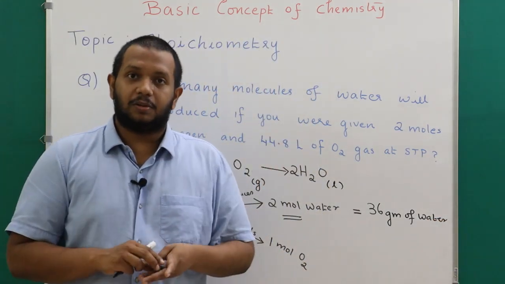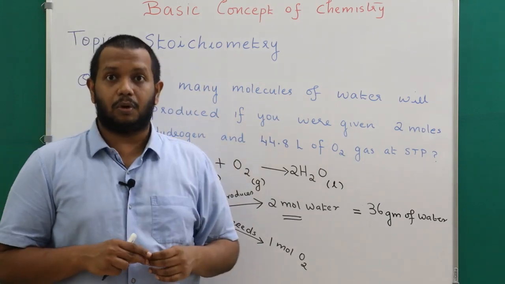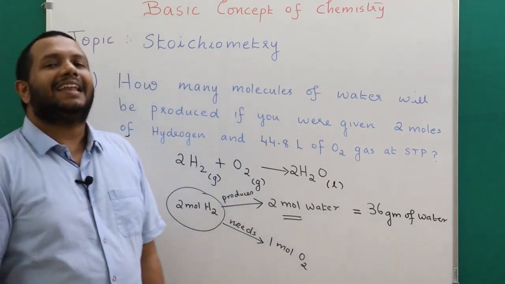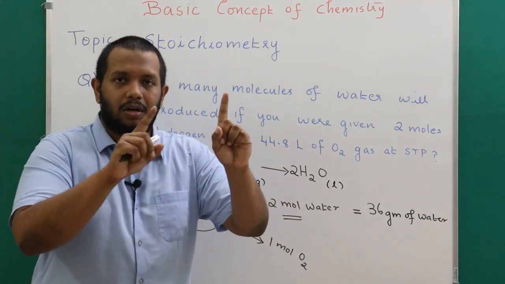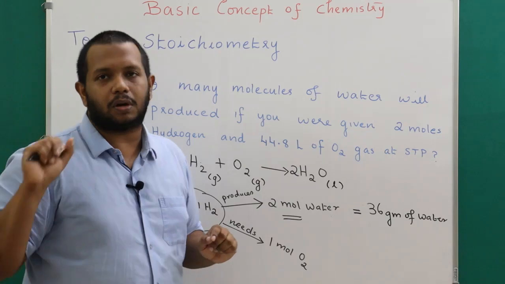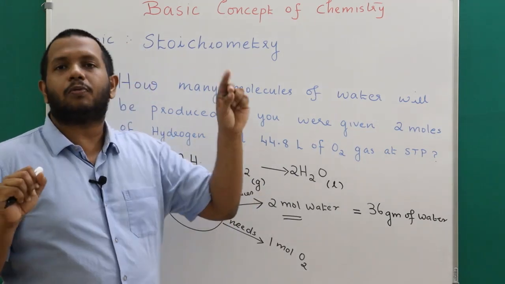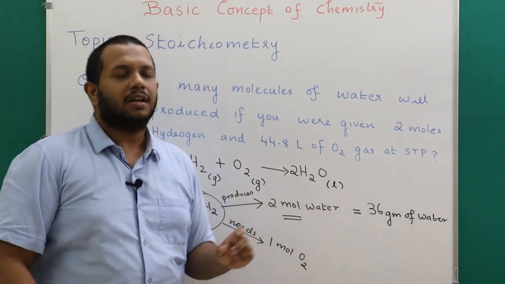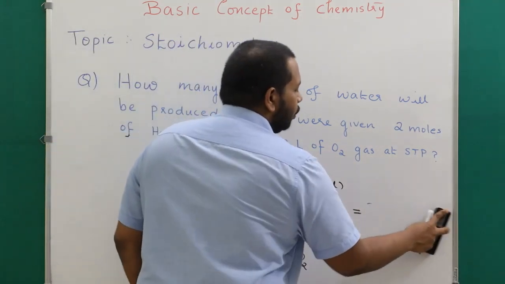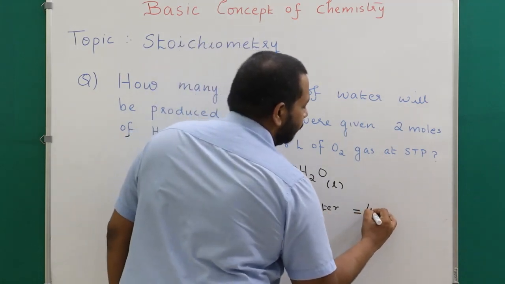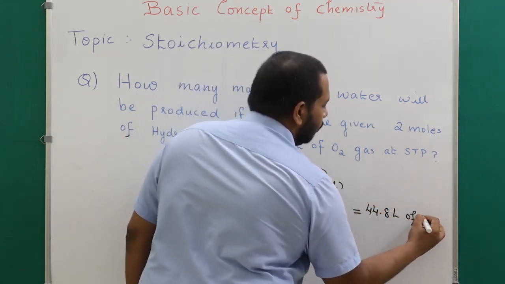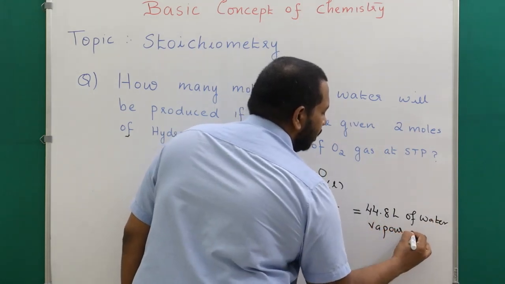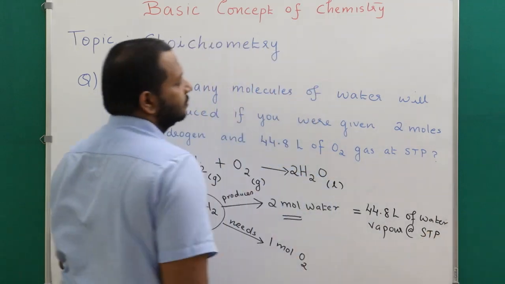Now think about the third situation. They are asking in volume: what is the volume of water produced at STP? Then water is a gas or vapor. I know 1 mole at STP occupies 22.4 liter. Now 2 mole of water, 1 mole is 22.4 liter, so multiply by 2 on both sides. Then the answer will be 44.8 liter of water vapor at STP.